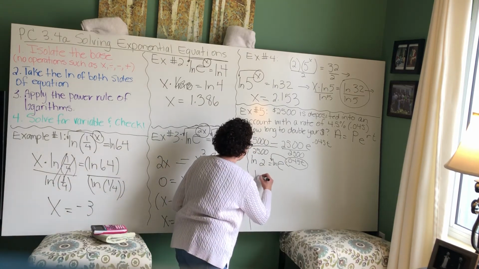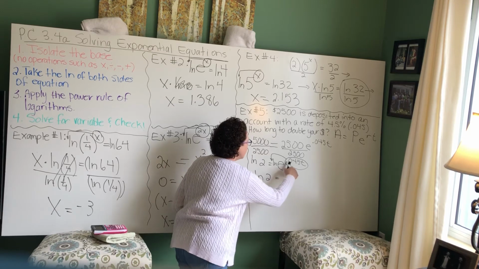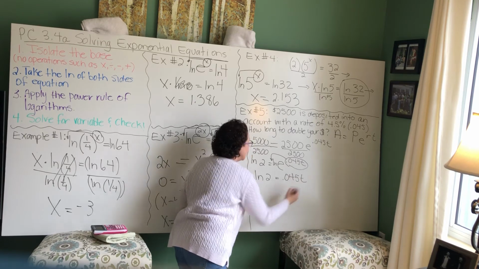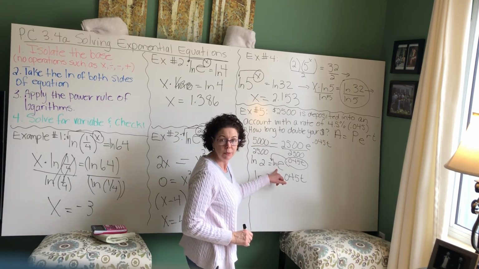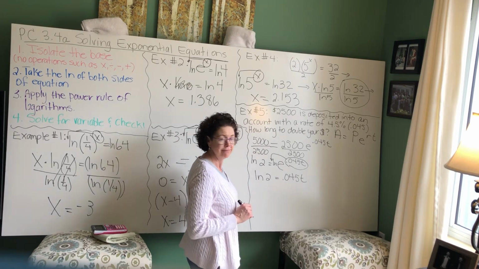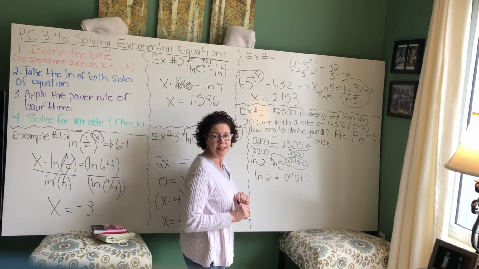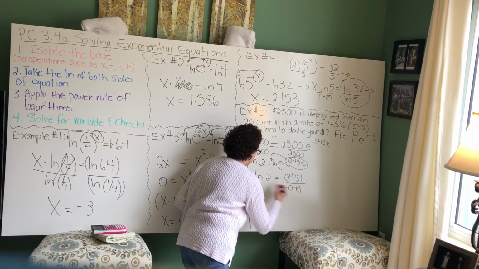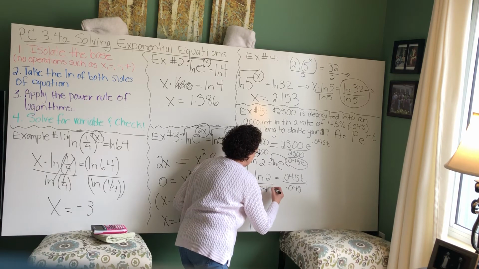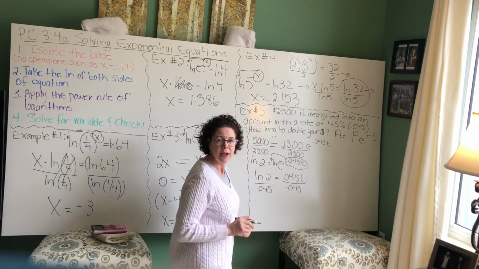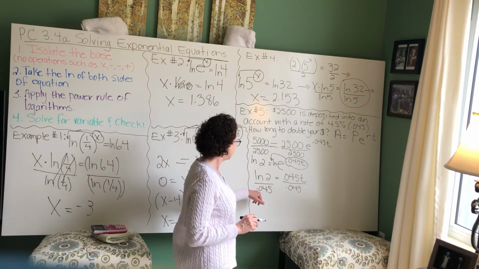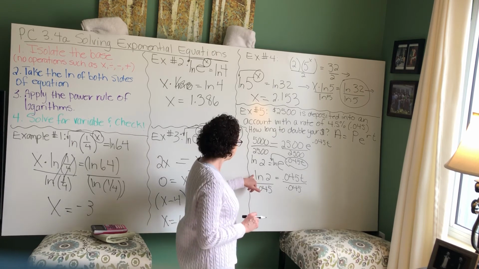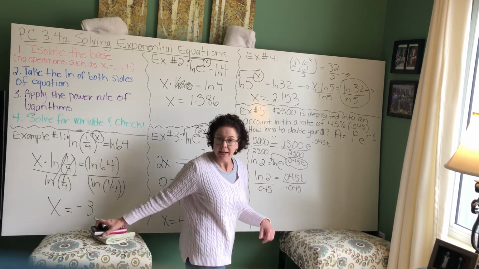So we have the natural log of 2 equals 0.045t times the natural log of e, which is 1, so we don't need to show that. Okay, we're almost there. We just need to divide both sides by 0.045. So it turns out anytime you want to double your money, it's always the natural log of 2 divided by the rate. If you had wanted to triple your money, it would be the natural log of 3 divided by the rate, and it will tell you the time.